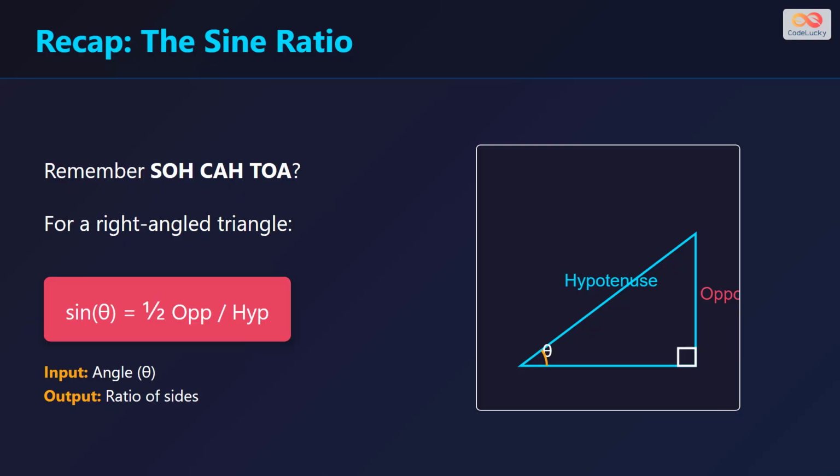Before we dive in, let's quickly review the standard sine function. Remember SOHCAHTOA. Sine is equal to the opposite side divided by the hypotenuse. In the standard function, we input an angle, like 30 degrees, and the function gives us a ratio, like 0.5.